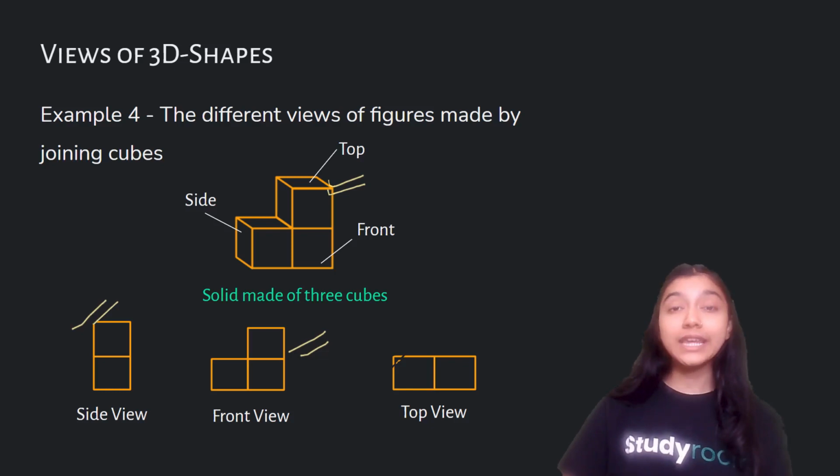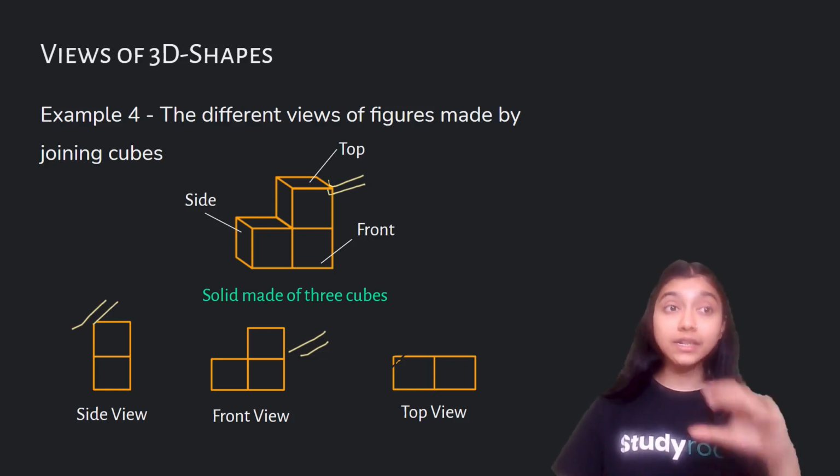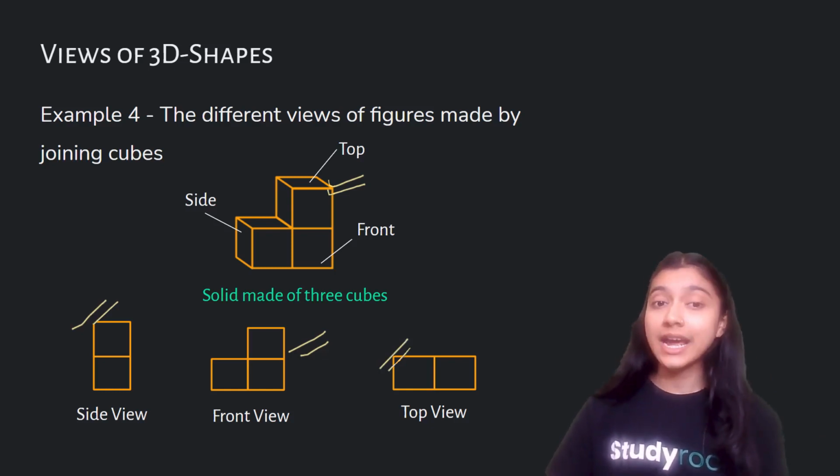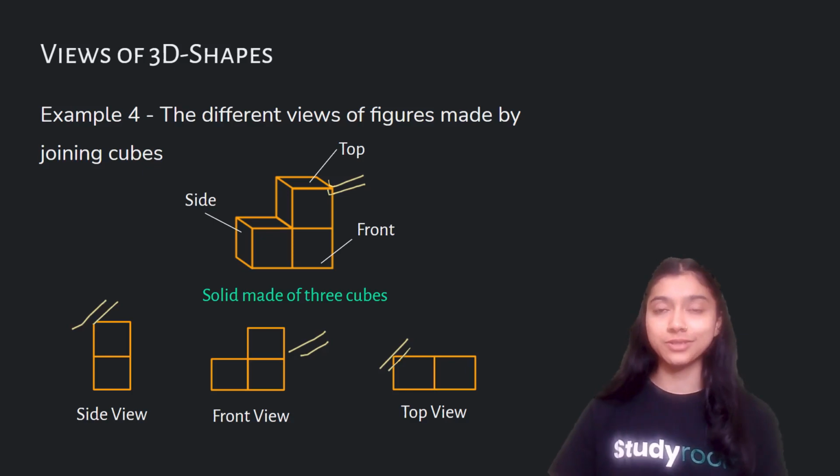Next up, we will take the top view. When we look at this setup from the top portion, then it might look like this. So, it will basically look like a rectangle when we look at from the top portion.